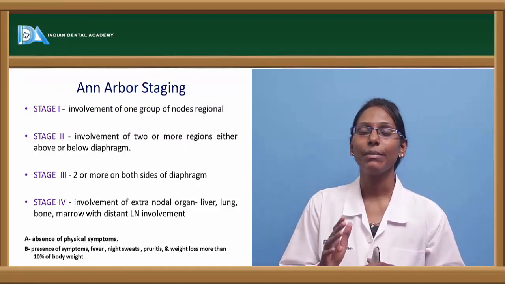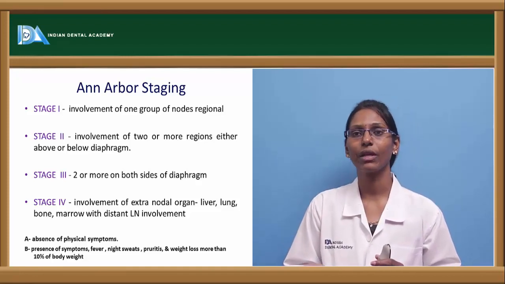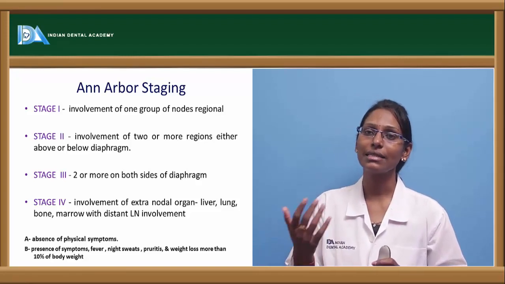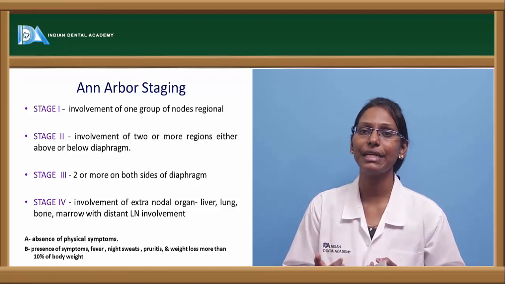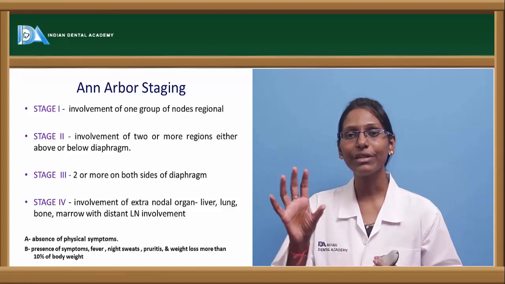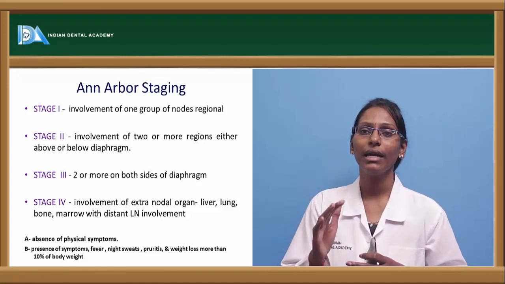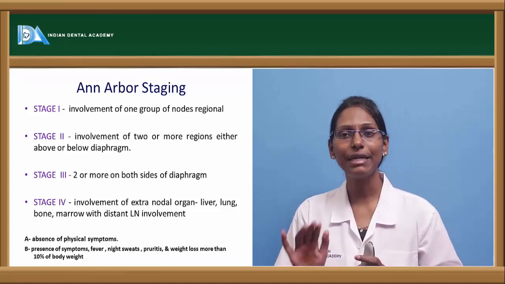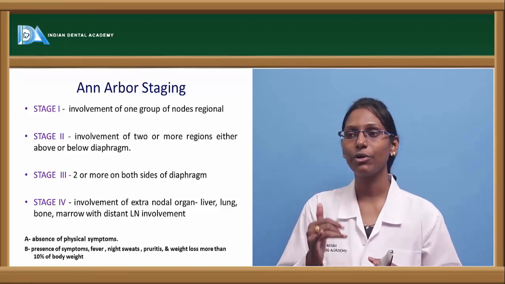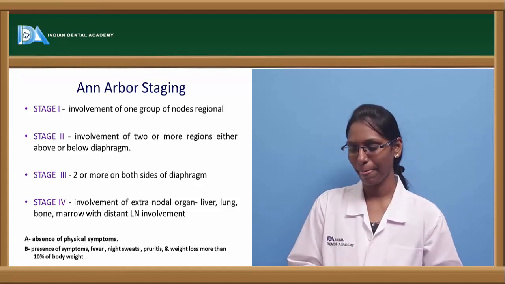In stage 3, multiple regions of lymph nodes are involved on both sides of the diaphragm. In stage 4, extranodal involvement can be seen, such as the liver, spleen, and abdomen. Every stage is further subdivided clinically into A and B. In A, there are no constitutional symptoms, but in B there are night sweats, high-grade temperature, and weight loss of more than 10% of body weight.